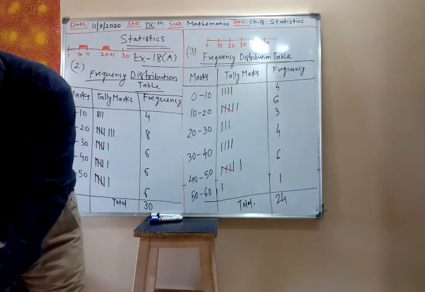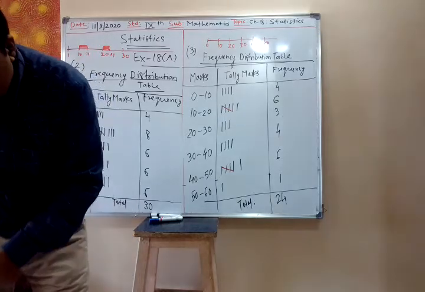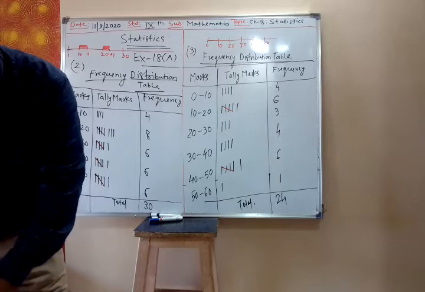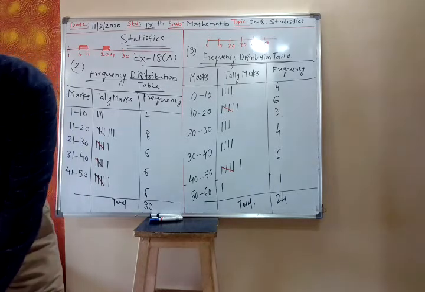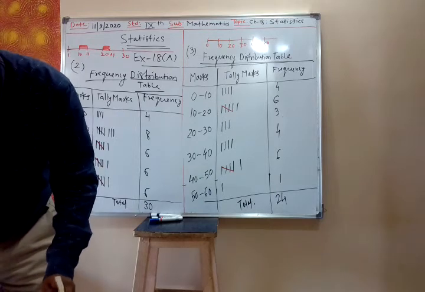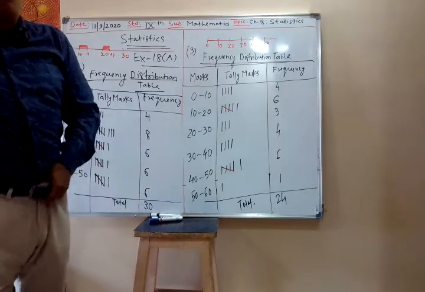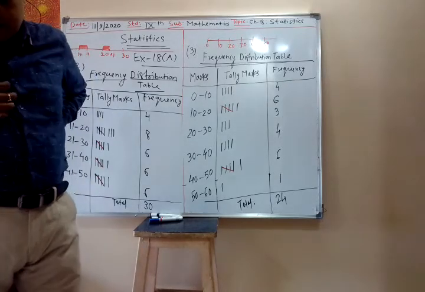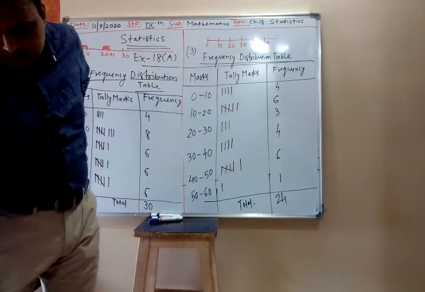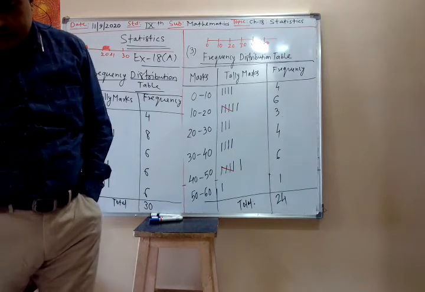Now, fill in the blank. We'll discuss. A quantity which can vary from one individual to another individual is called variable. Is it clear? So, a quantity which can vary from one individual to another individual is called variable. Size of shoes are discrete variables. Daily temperature is continuous variable.